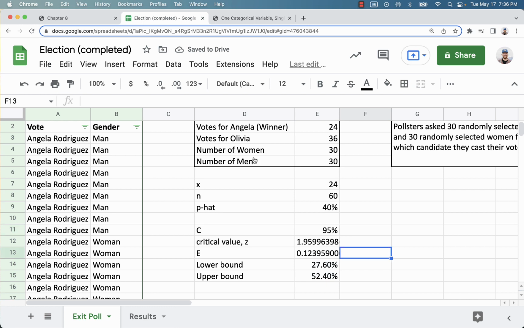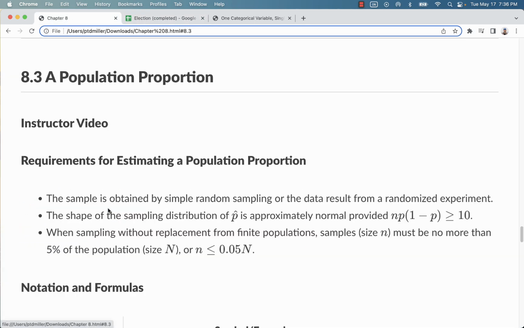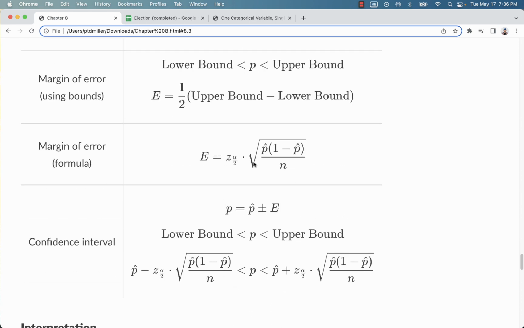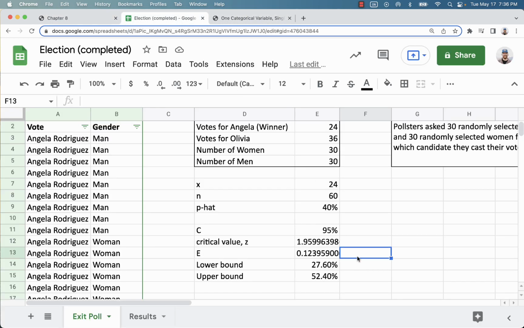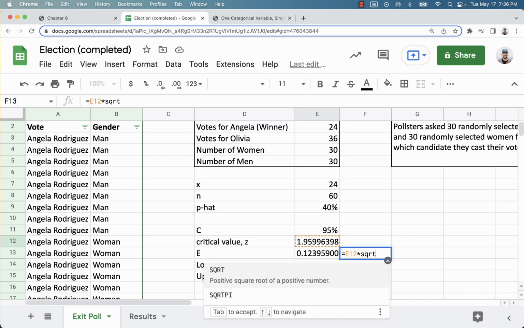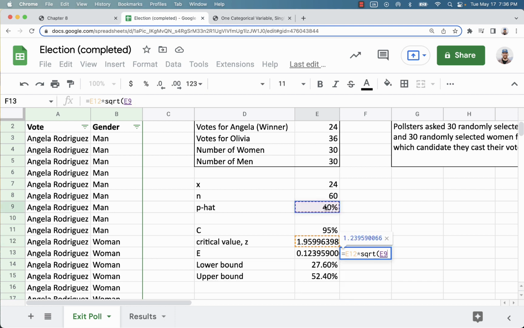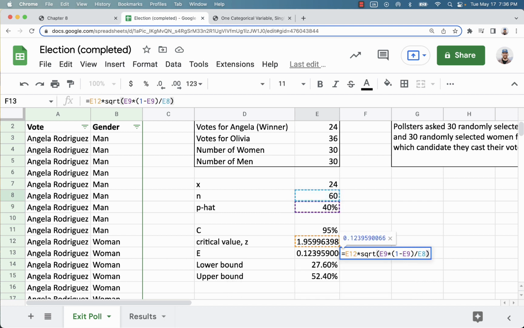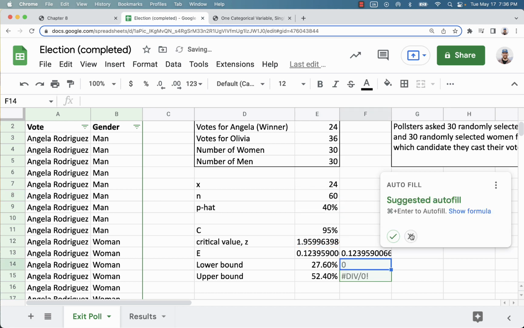There is an alternate way to find E. Just going into the population proportion formulas, E is z alpha over 2 times square root of p-hat times 1 minus p-hat over n. So next to E, I'm going to do it that way. I'm going to do my critical value times square root. And then in the parentheses, p-hat times 1 minus p-hat, and still in the parentheses, divided by n. And then close that parenthesis for the square root. I should get that same amount there.